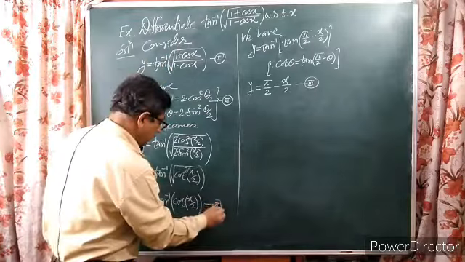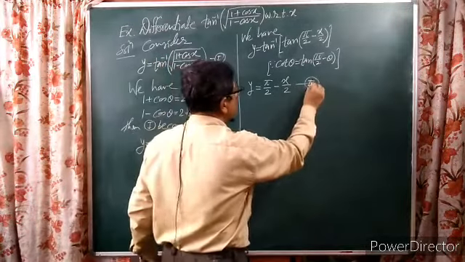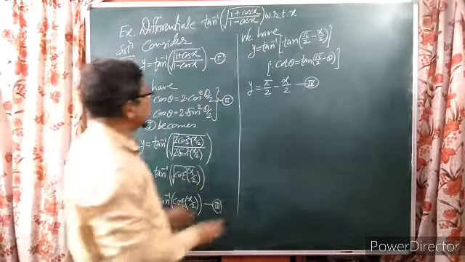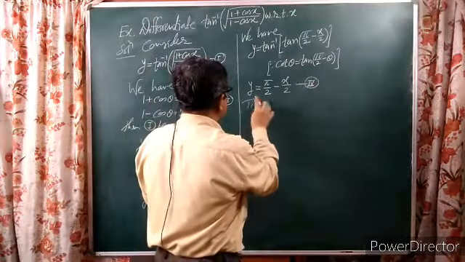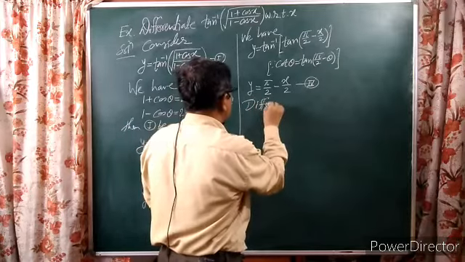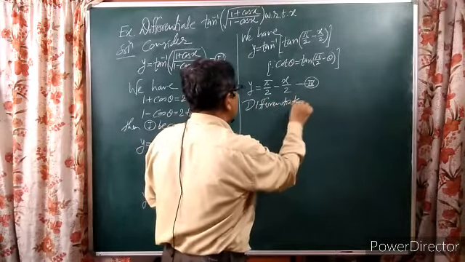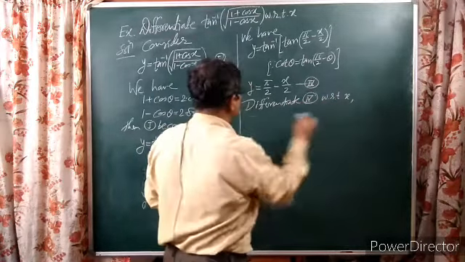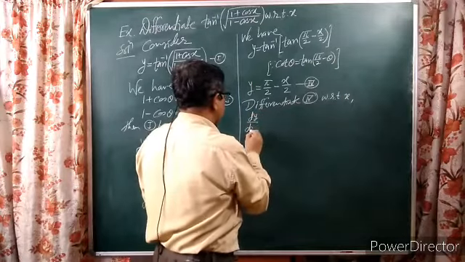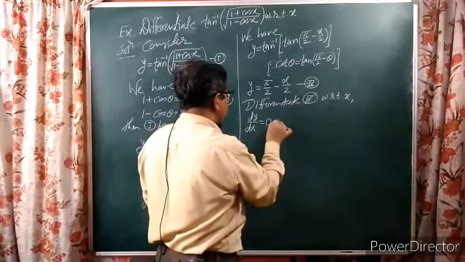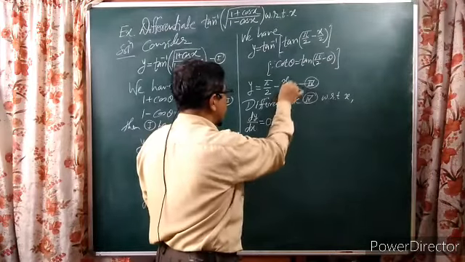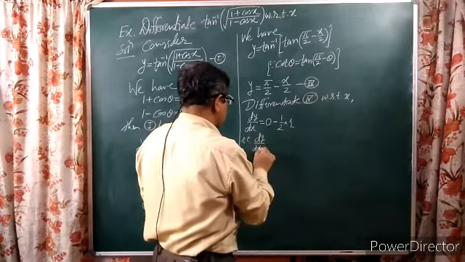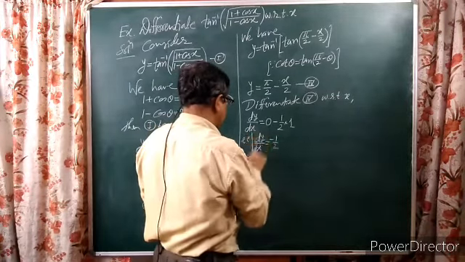So this should be 3, this is 4. So this is the simplified form of the equation. First, differentiate equation 4 with respect to x, and we are getting dy by dx is equal to derivative of pi by 2, which is 0, minus 1/2 taken outside into derivative of x, which is 1. That is, dy by dx is equal to minus half.